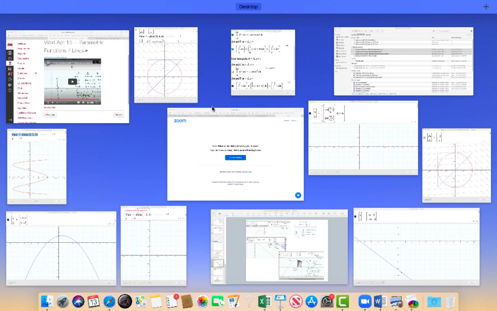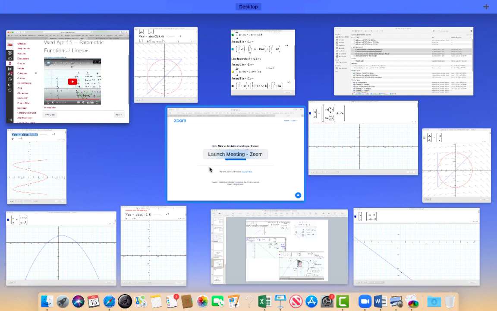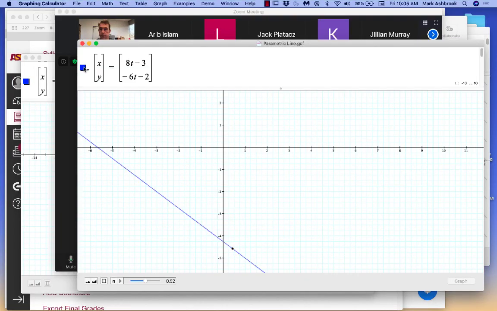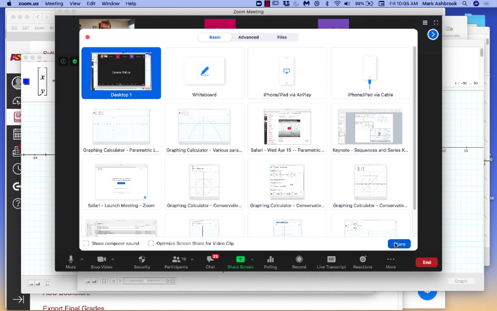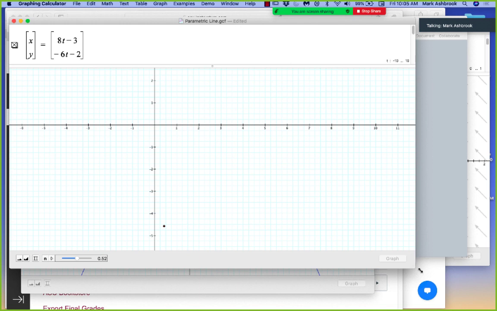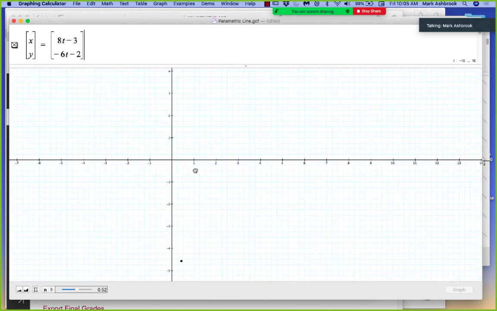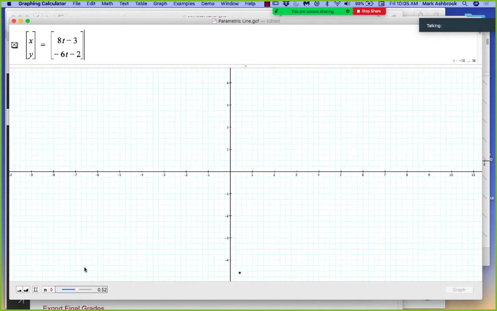Okay, so let's look at, all right, how about this one? So x equals 8t minus 3, y equals minus 6t minus 2. And so can you find an equation of y and x taken together? Can you resolve this and eliminate t and find the equation of y and x to see if we have y as a function of x? Let's do that. Can you do that?